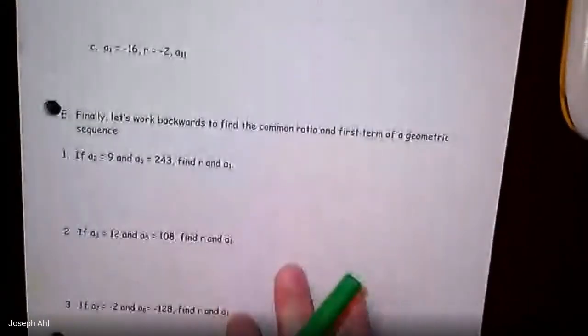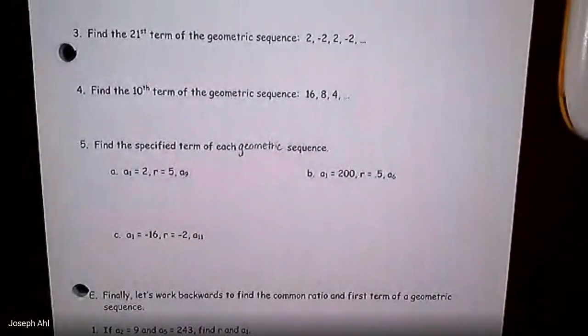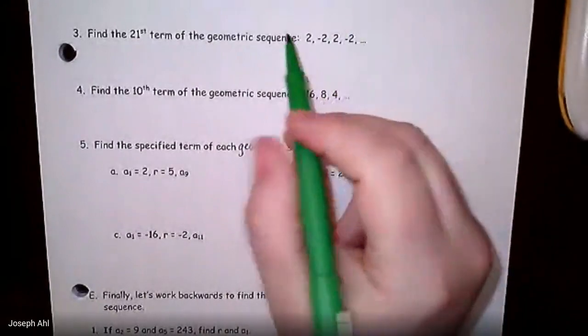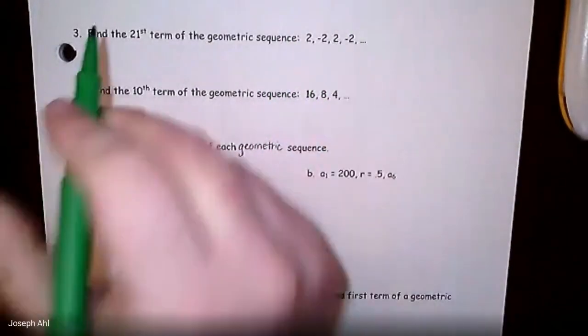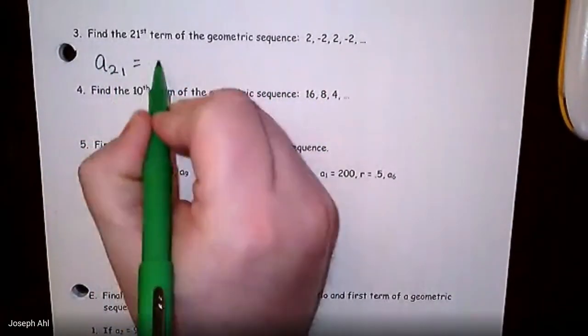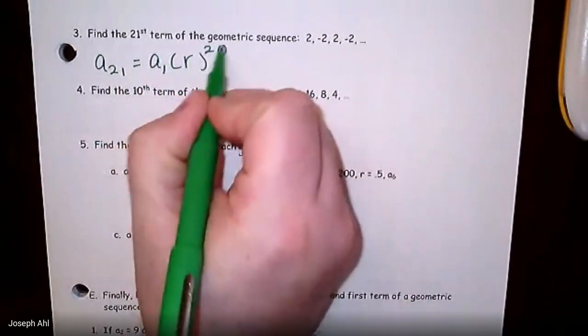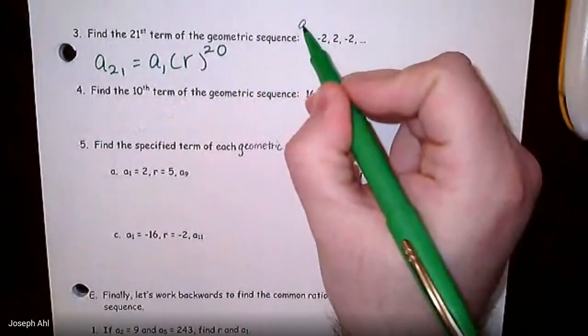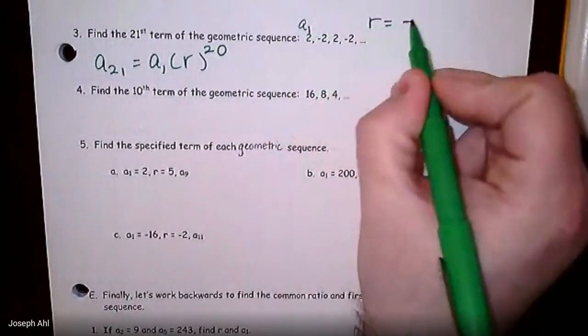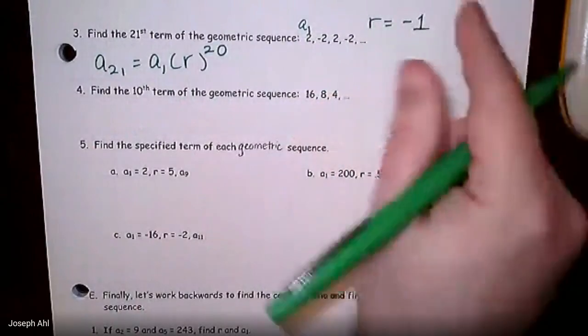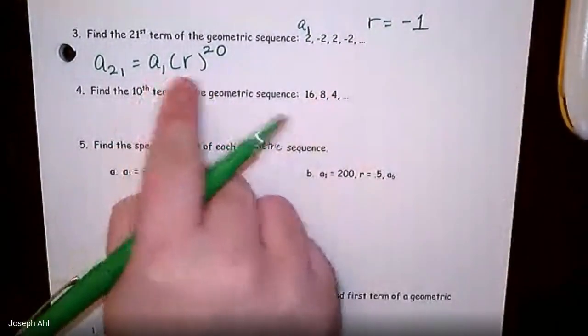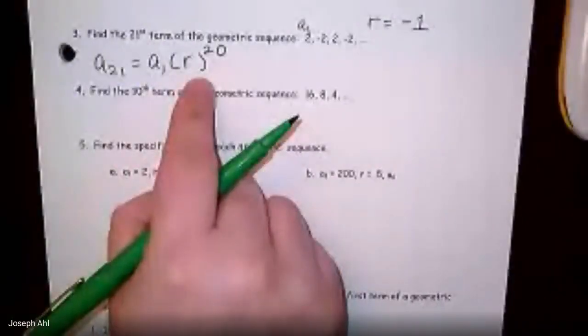Moving on to the next set of examples, in number 3, find the 21st term of this geometric sequence. I might be able to convince you that you might not need a formula for this one. The formula for the 21st term would be a1 times r to the 20th. So a1 is 2. The r value in this case is -1. And trust me that if you plug those numbers in here, you're going to get the correct answer.